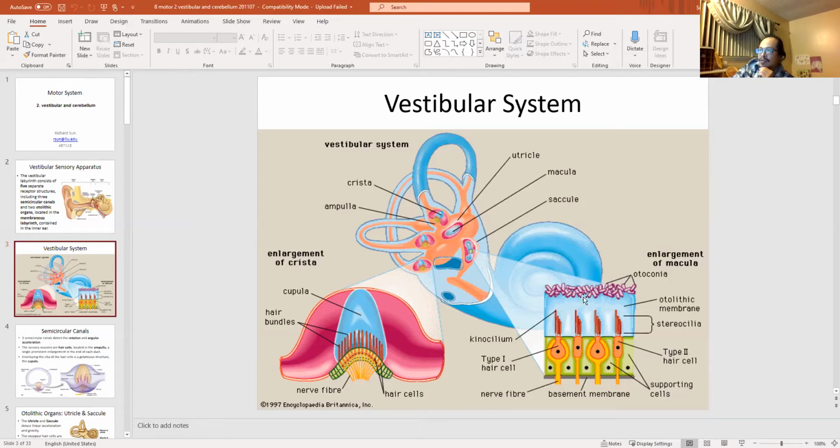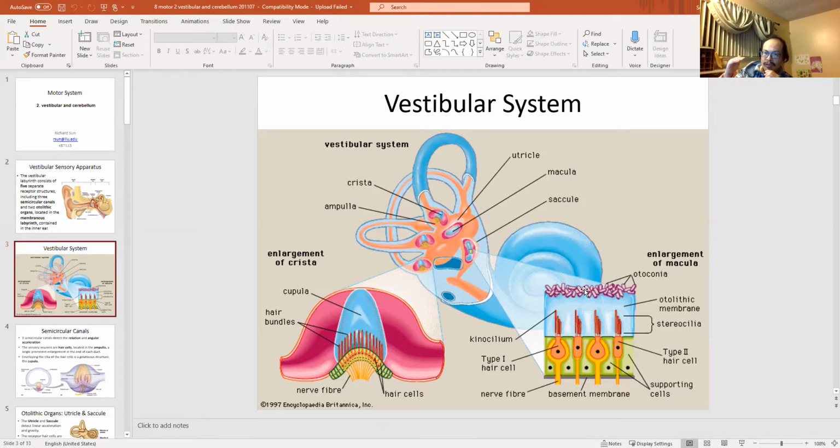And so by having this here, this hair cell is not only sensitive to balance. These 3 semicircular ducts are sensitive to rotational acceleration. These 2 are sensitive to linear acceleration. Okay, not only that, because of this otolith or otoconia, it is also sensitive to gravity.